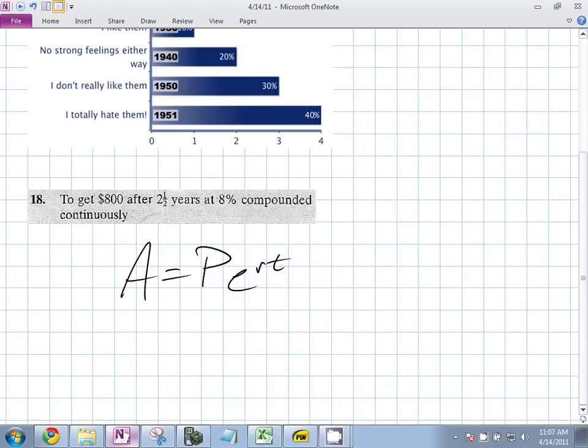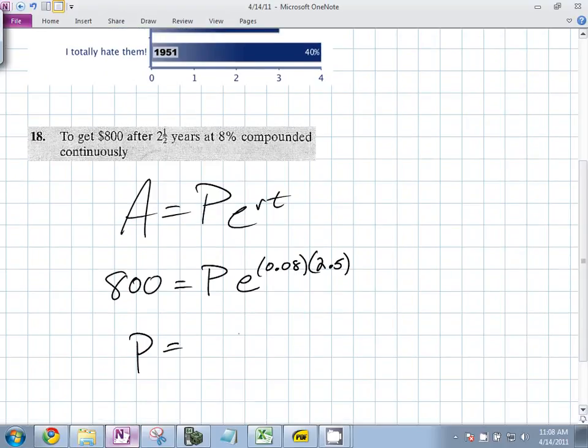So that corresponds to which? To A. So 800 is equal to, we don't know P. What's the interest rate? So what's that in decimal? And what's the time? 2.5. So what does P equal? 800 divided by e to the 0.08 times 2.5.